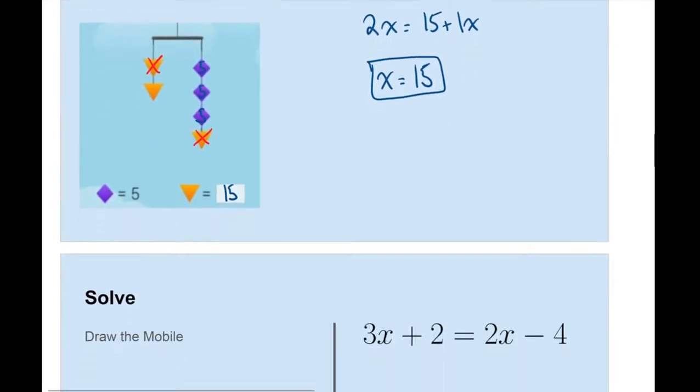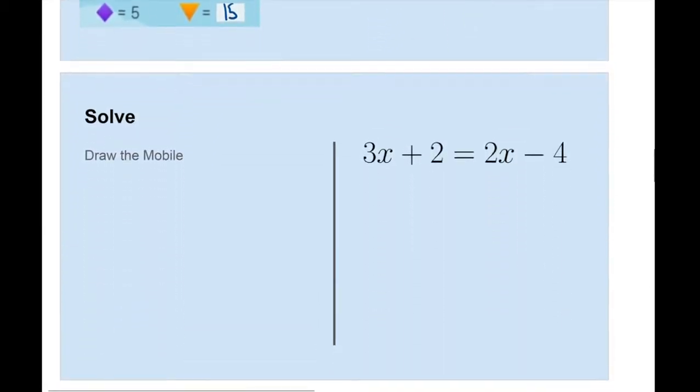Let's look at another example. 3x plus 2 equals 4x, or 2x minus 4. So now, let's try to draw the mobile and see what we would have to do. So if I draw our mobile, I'm going to have three unknowns. Let's say they're squares: x, x, x, and then I have plus 2.